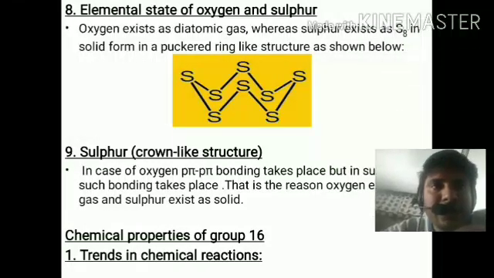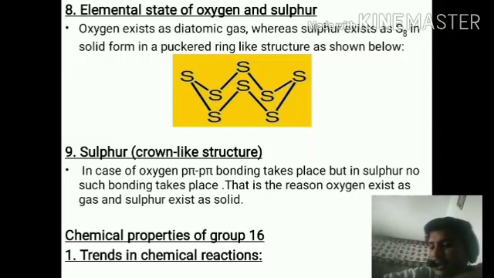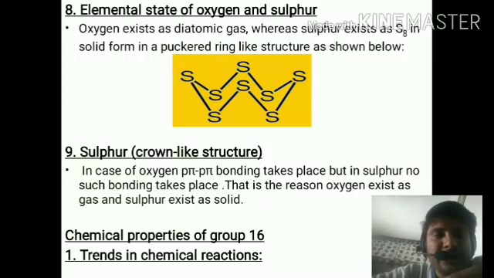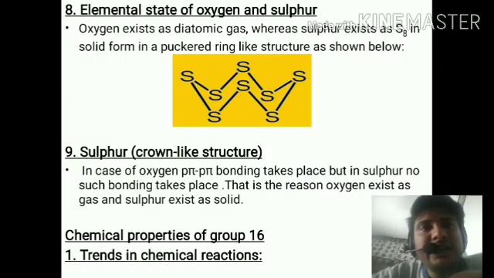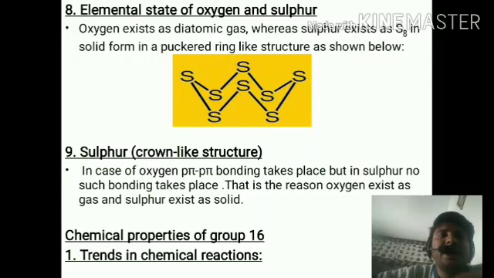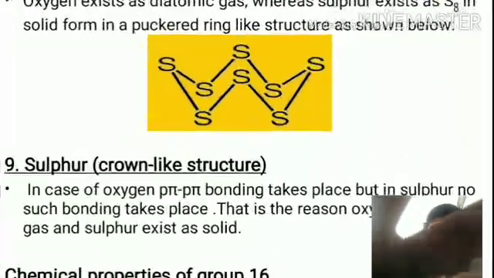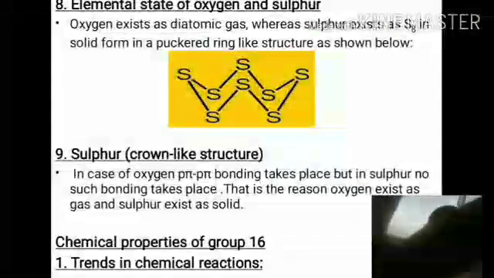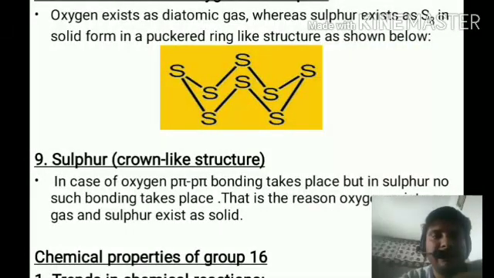Elementary state of oxygen and sulfur. Elementary state means they are present in the free state. Oxygen exists as a diatomic gas, whereas sulfur exists as S8 in the solid form in a puckered ring structure, as shown in the figure. That is a ring structure, you can say the crown structure of the sulfur element.